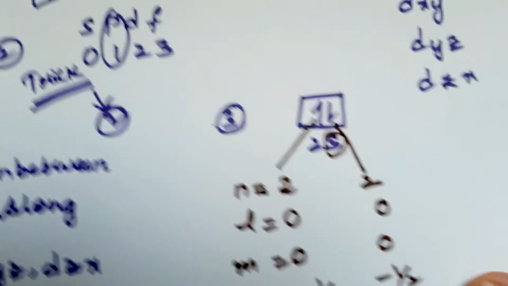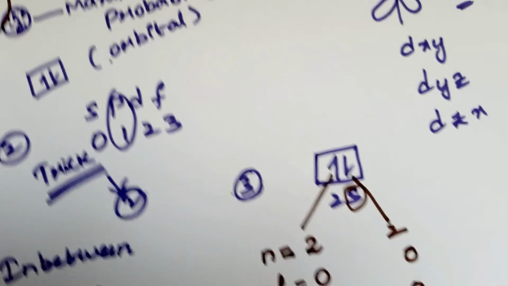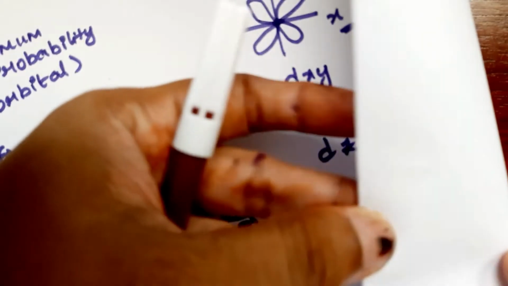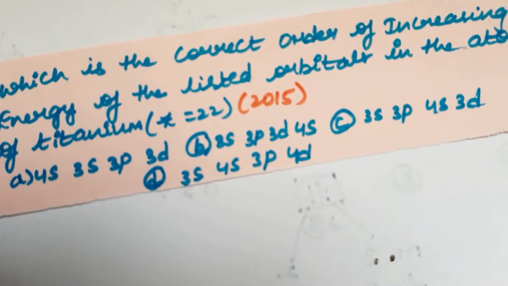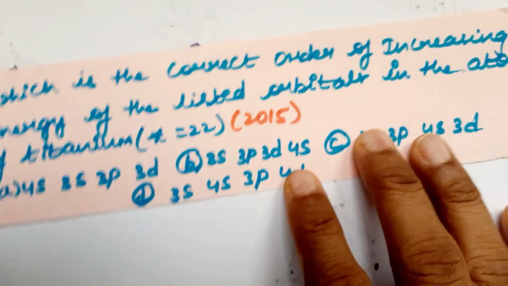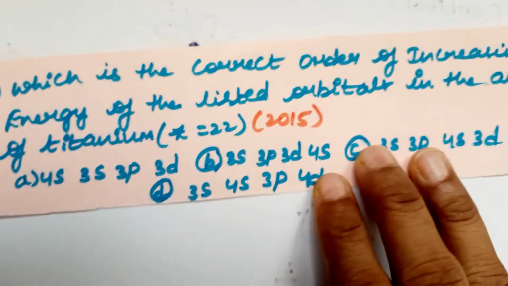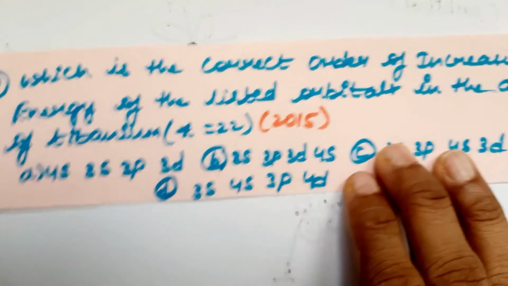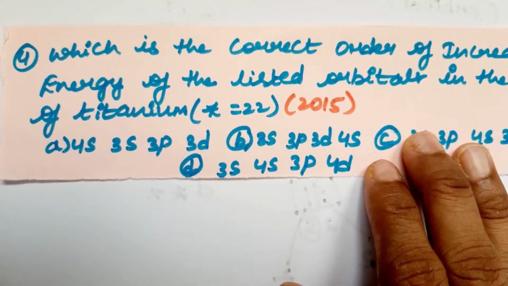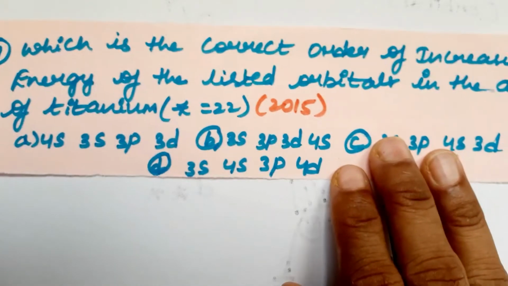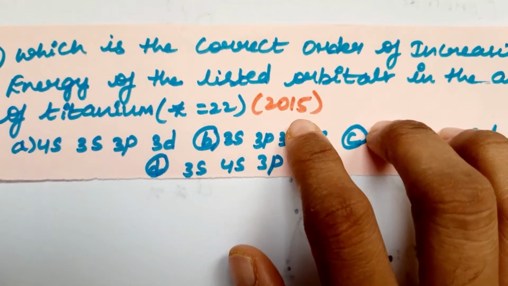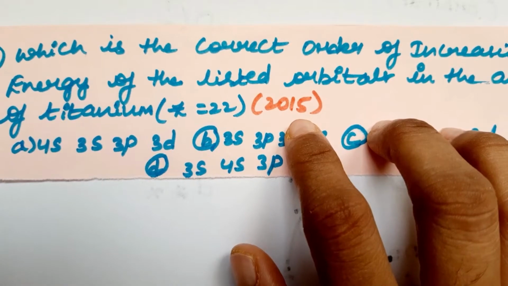Now observe the fourth question, I will explain it. Which is the correct order of increasing energy of the listed orbitals in the atom of titanium? Z is equal to 22, that means atomic number 22. It is a previous year question from 2015.